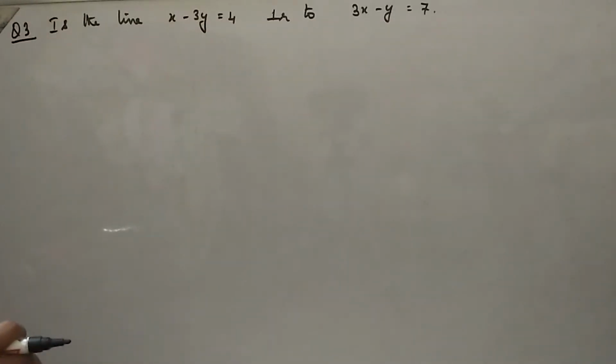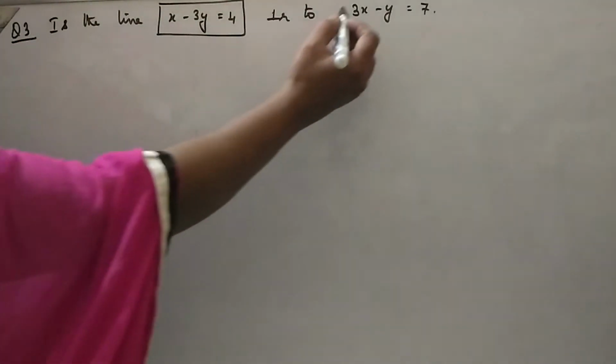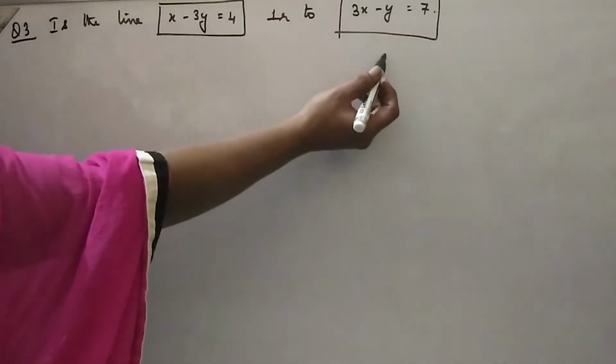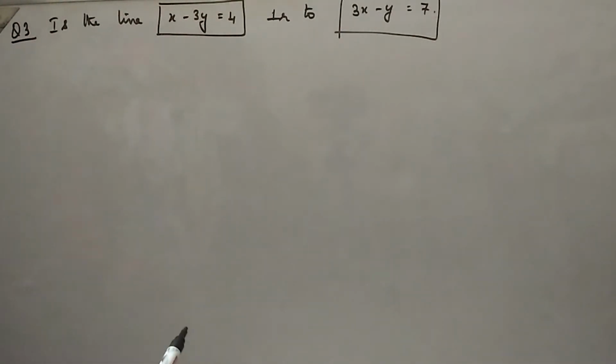Is the line x minus 3y is equal to 4 perpendicular to 3x minus y is equal to 7? So first you take this equation and find the slope. And then second you take this equation and find the slope. This is m1 and this is m2. Okay, from this you will find m1, from this m2. And you have to check m1 into m2 is equal to minus 1. If it is satisfied, then we can say these two lines are perpendicular. Otherwise, it is not perpendicular.